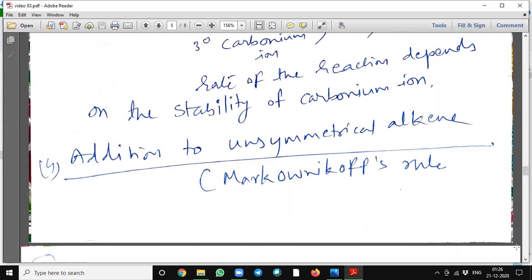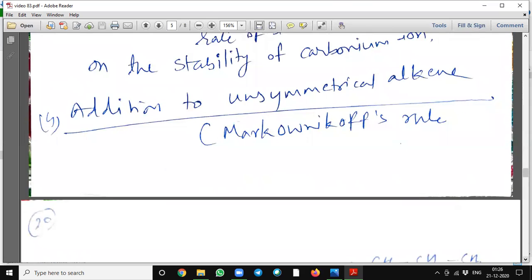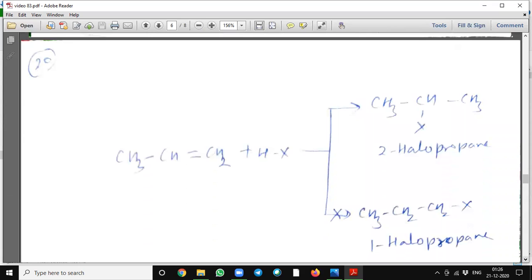Addition to unsymmetrical alkene. Here we have one rule, Markovnikov's rule, for how an unsymmetrical alkene reacts with hydrogen halide. With propene, we will get 2-halopropane instead of 1-halopropane.